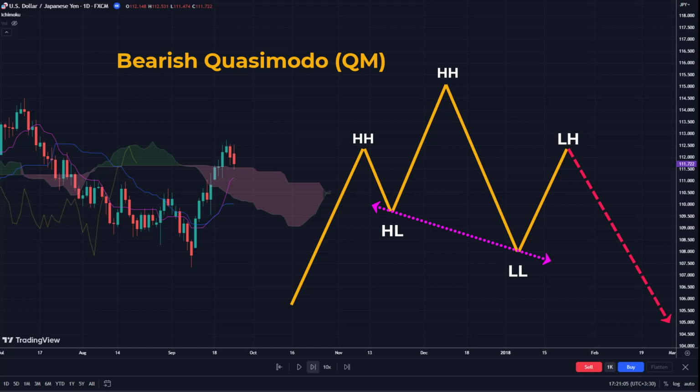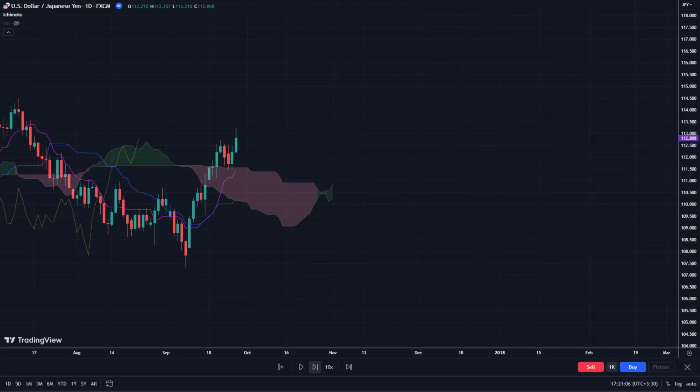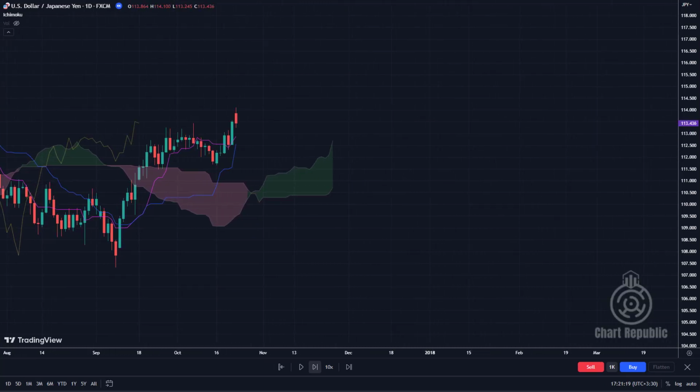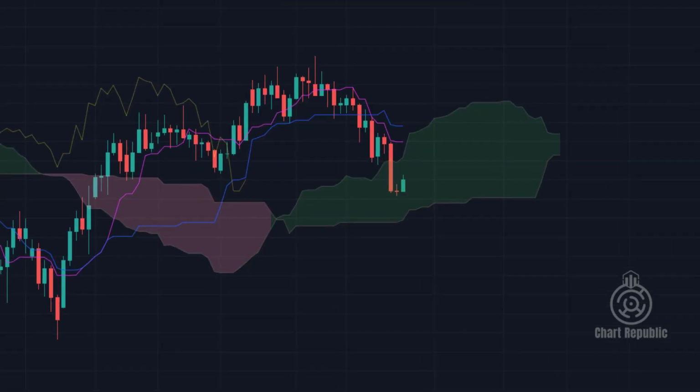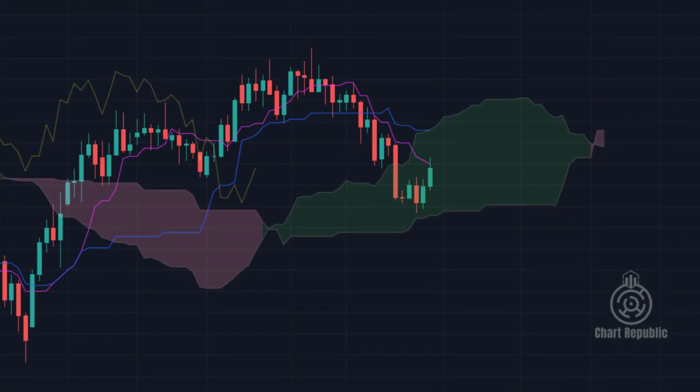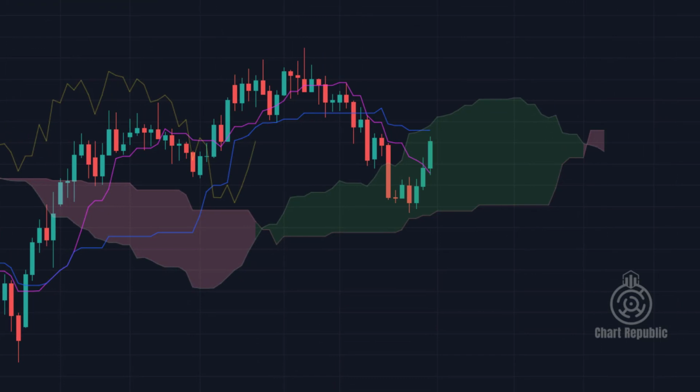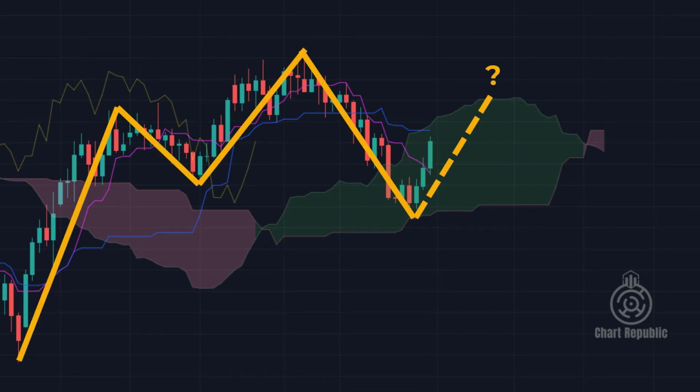However, in many cases, this pattern fails, and the price continues its previous trend after breaking above the pattern's highest point. When we combine the Ichimoku system with any price action pattern, we can have a better prediction about its performance. Here, we can see that the Tenkan-Sen has transitioned from resistance to support, while the Kijun-Sen has flattened out. Therefore, an upward movement is likely to happen, which might form the right shoulder of the QM pattern.